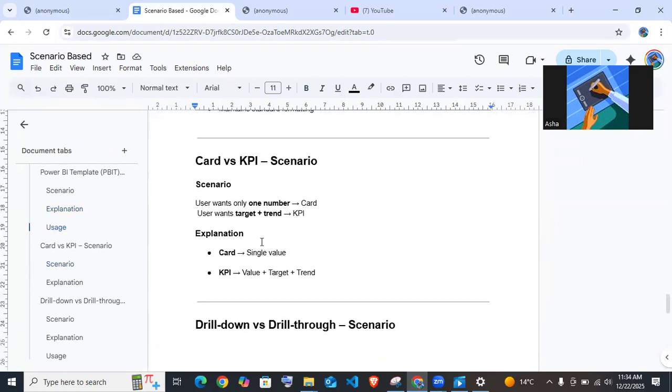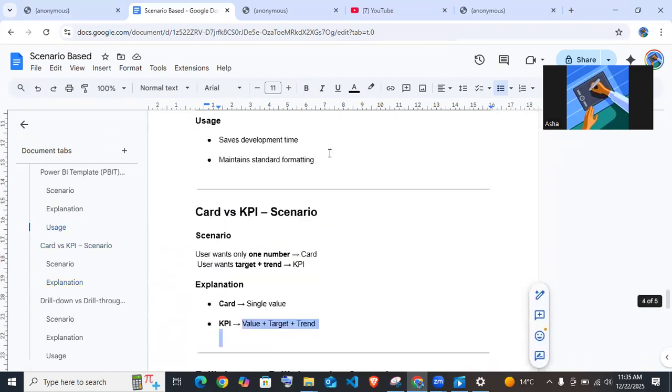So as I mentioned, card we will use for the single value, and KPI we will use for three different measures, for example, value, target, and trend. So we can say these three columns or three calculations in one card. So this is the KPI.